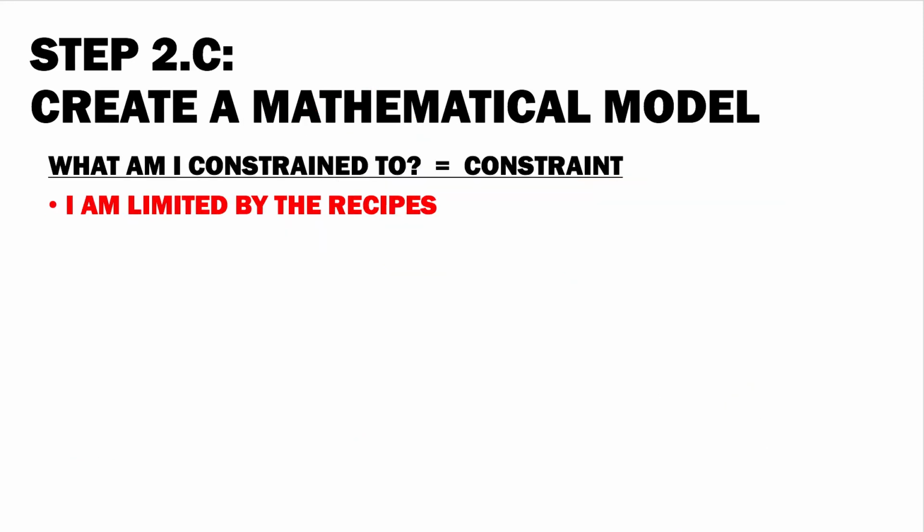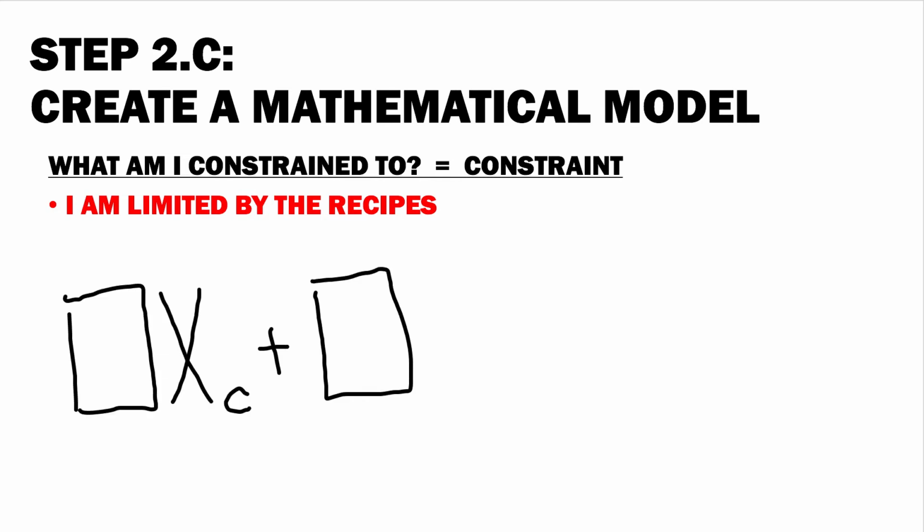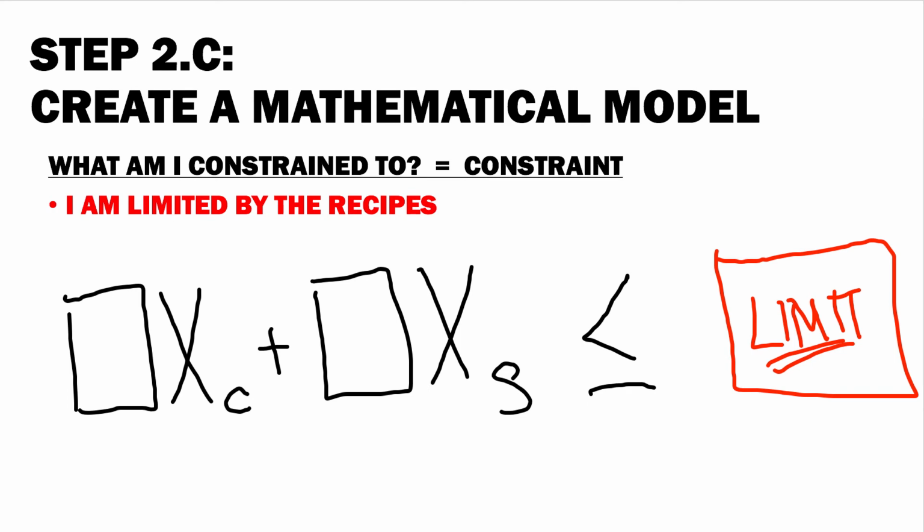Next, let's move on to our constraints, which will follow the same linear format as the objective function. Except this time, we need to set a limit because we have limited ingredients. And we do this by using the less than or equal sign and the limit. All right, let's go through each constraint.